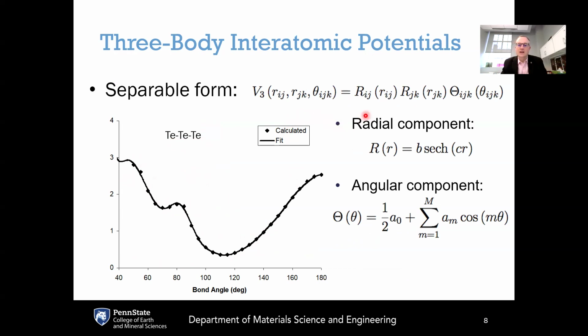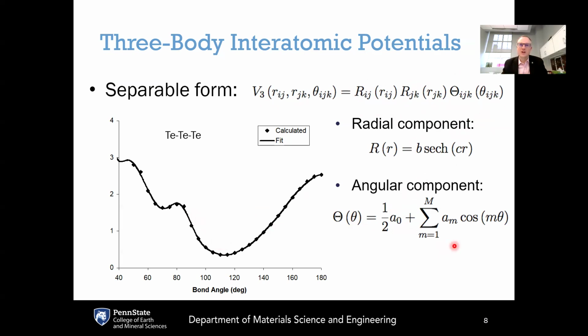In this case, this function is assumed to be given with a separation of variables, that there's a product of radial pieces here that depend just on the separation distances, and then an angular piece, which just depends on the subtended bond angle theta. The radial component decays here. This is just chosen as a hyperbolic secant function. And then the angular component, in order to capture all these wiggles, is given by a Fourier cosine series. So this is just an example.